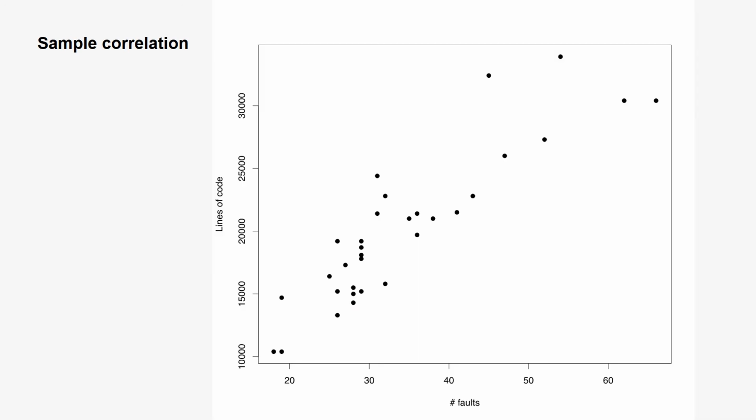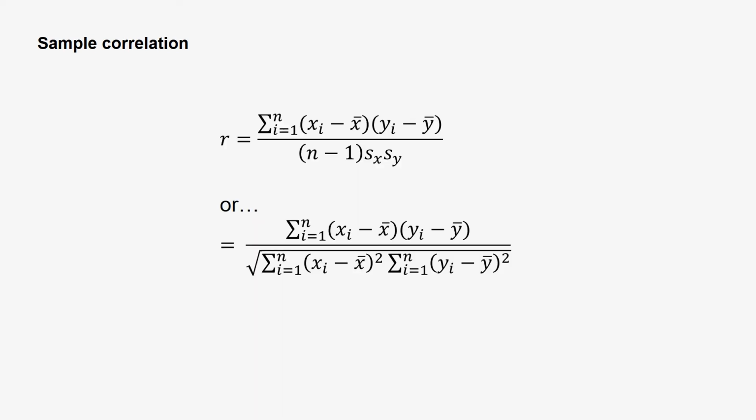In the scatter plot, there appears to be some connection between the number of faults and the number of lines of code. That is, the more lines of code, the more faults. We would like to measure the strength of this connection, or in other words, the correlation. So let us next look at the statistic sample correlation coefficient, denoted R.